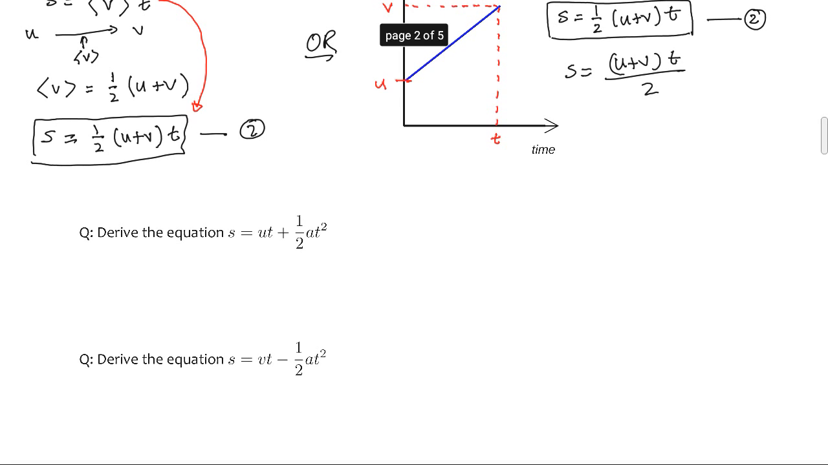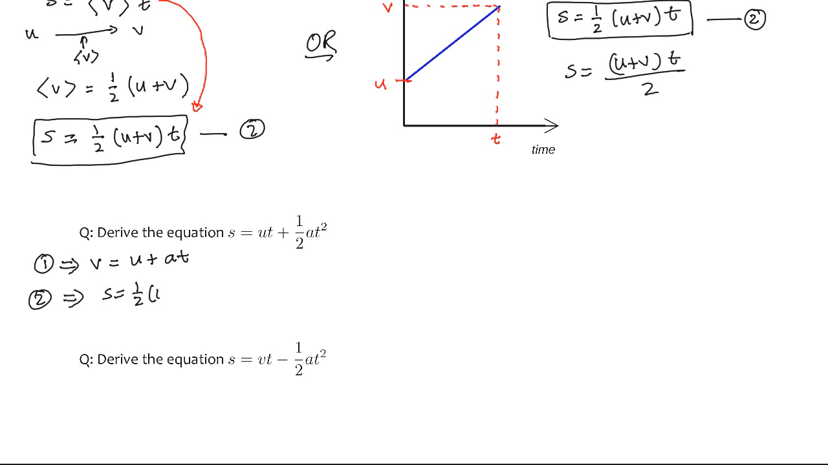Then we go to another equation. We are trying to derive now s is equal to ut plus half at squared. To do this, I need the first equation that we derived, which was v is equal to u plus at. And I also need the second equation that I derived, and the second equation is s is equal to half (u plus v) into t.